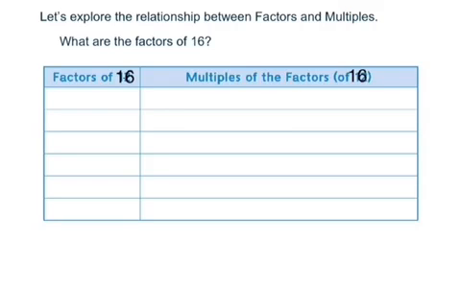So we're going to even go further with exploring that relationship between factors and multiples right now. So I want you to jot this chart in your notes and then fill in just this first column, the factors of 16. What would you multiply together to get to 16? Try and put them in order.